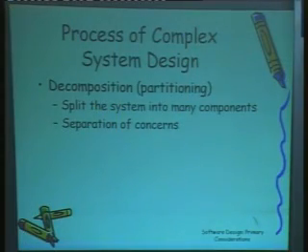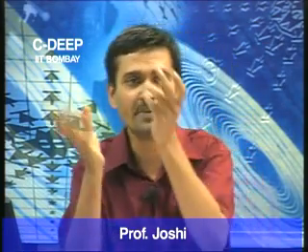You have to separate the concerns so that you have modularity. Everyone does some specific task and it's not repeated elsewhere, and then they collaborate with each other. So you have to decompose into such a system.